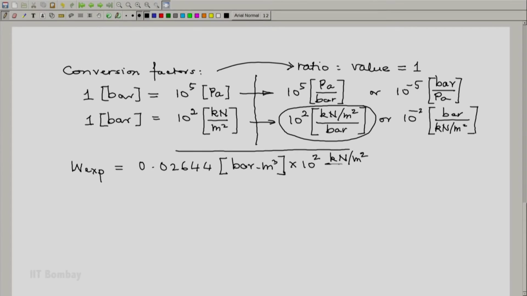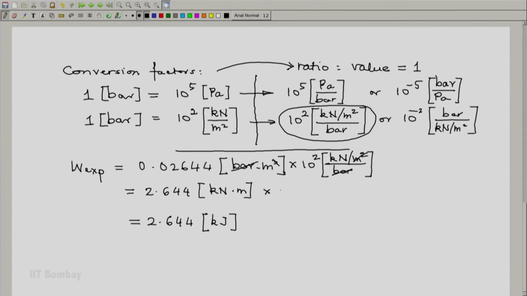Because the value is 1 and it is dimensionless, we are not changing anything. But when we do this, now consider this bar meter cube here and the bar and kilonewton and meter square here as algebraic symbols. So I can cancel out bar, and there is a meter square which gets rid of this meter cube and converts it into a meter. So now I end up with 10 raised to 2 into 0.02644, so 2.644. The units would be kilonewton meter. Now we know a Newton meter is known as a joule, so a kilonewton meter will be known as a kilojoule. So you can write this as 2.644 kilojoule.